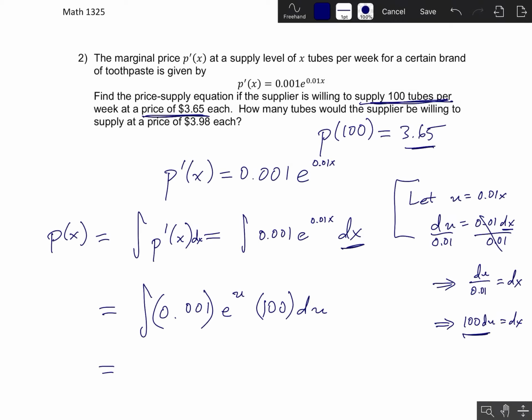And now 0.001 times 100 would end up just being 0.1. And because these are just constant factors, I can pull them outside of the integral if I'd like. So that 0.1 I can stick outside of the integral by just multiplying these two numbers and then factoring that number out from the integral, and then I would get times the integral of e to the u du. That should be 0.1 e to the u plus c.